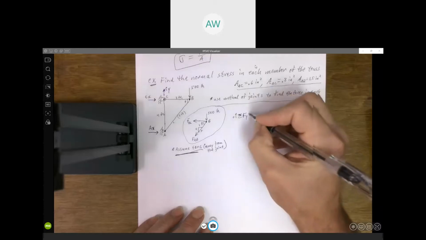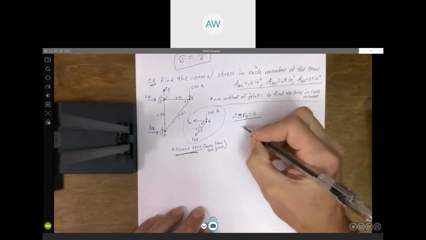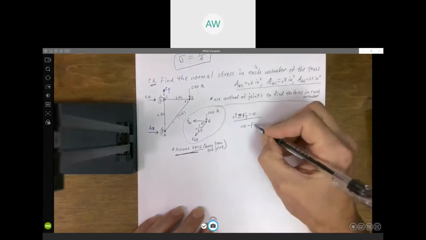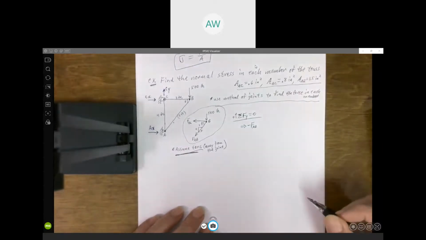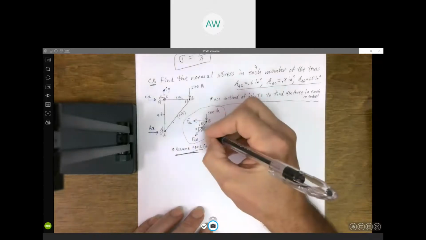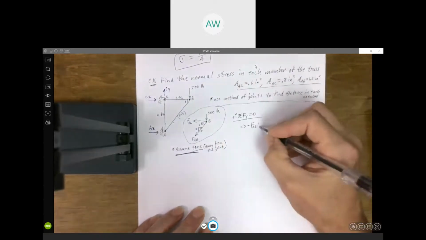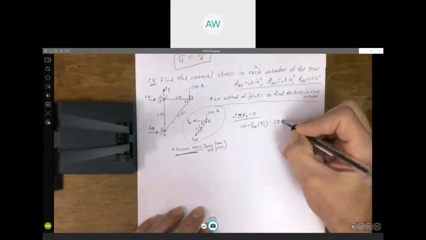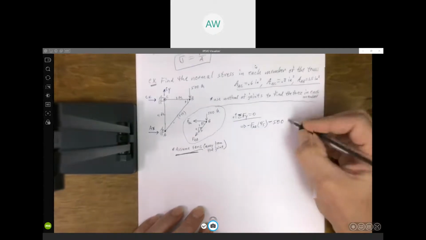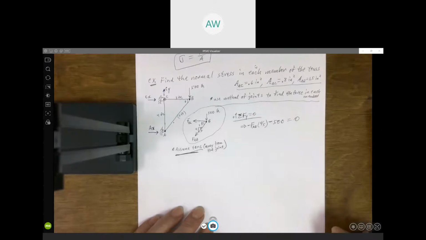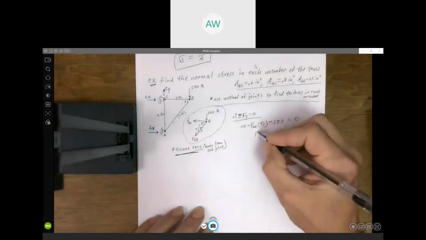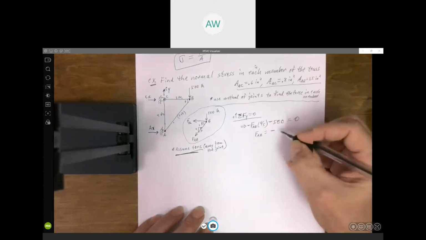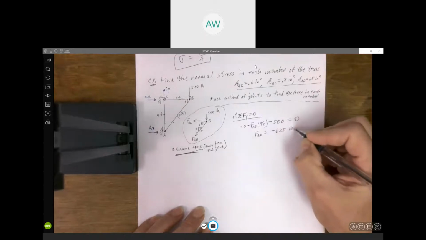I'll take positive up. So what we have is force AB, the y component would be going down, so it would be minus force AB times sine of that angle, theta. But sine of that angle theta is the same as this angle, that'd be 4/5. And then we've got 500 going down, and that's it. Those are the only two forces in the y direction, and they've got to add to 0. And so force AB is going to come out to be a negative, what did I get, 625 pounds.